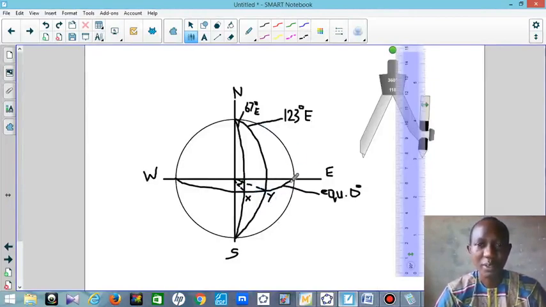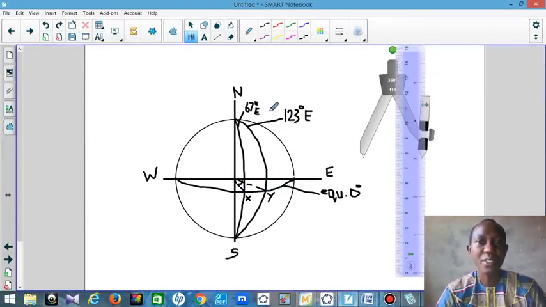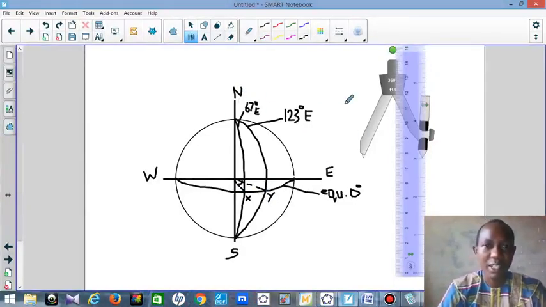Since both of them are on the east side, it will be 123 minus 67. That is, the angle from 0 to y is 123, then from 0 to x is 67. So 123 minus 67, you get the angle between them. So this is the diagram you need to draw down on your paper. Just make it fine and neat.